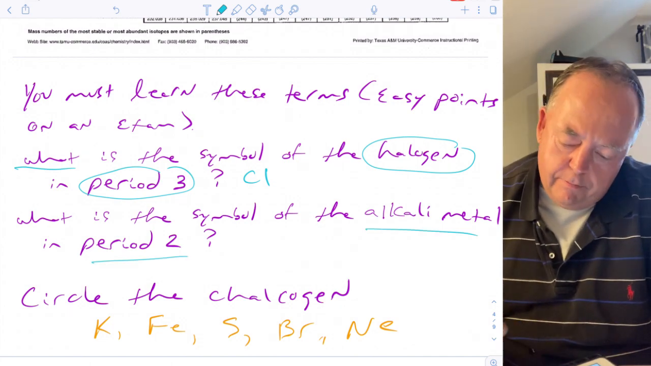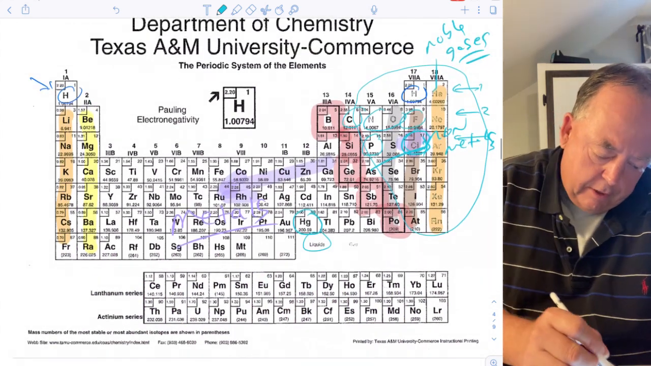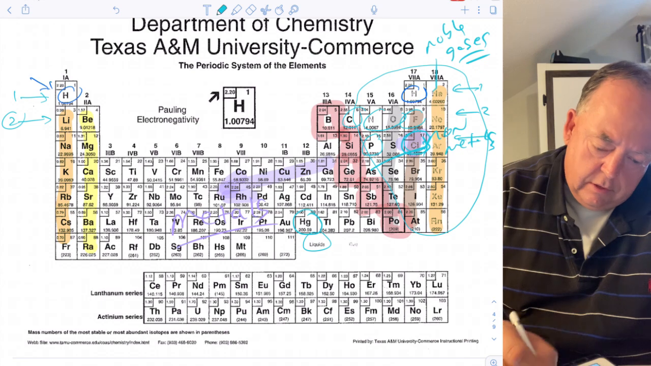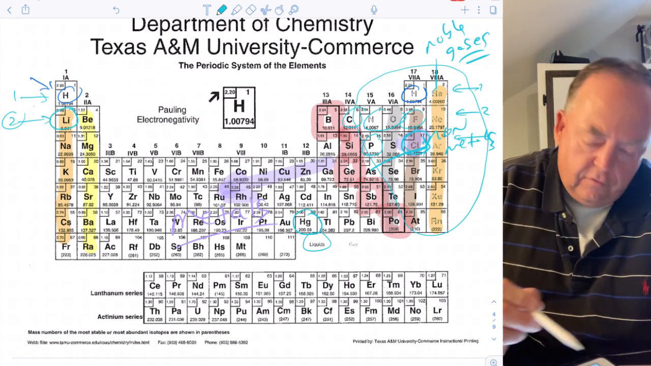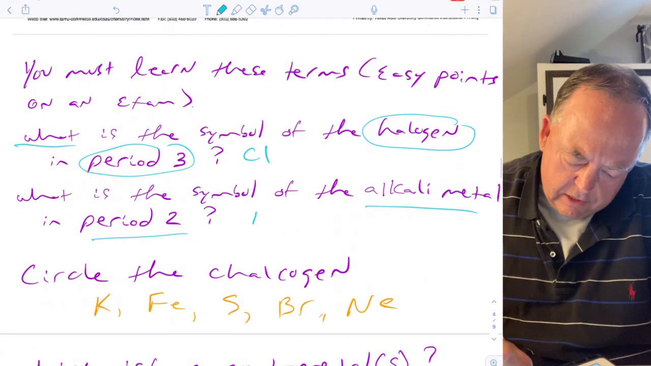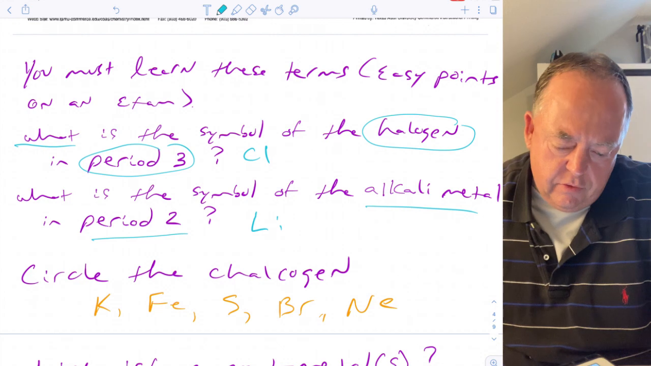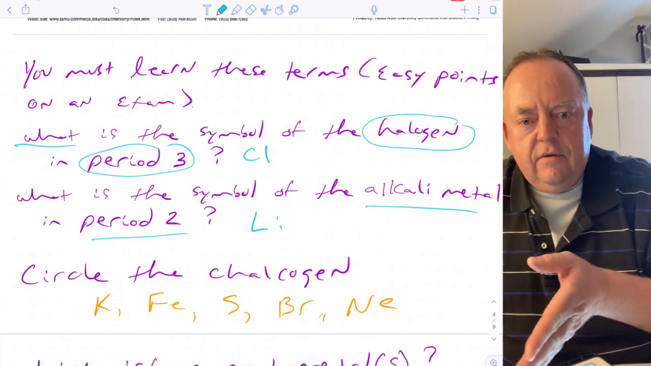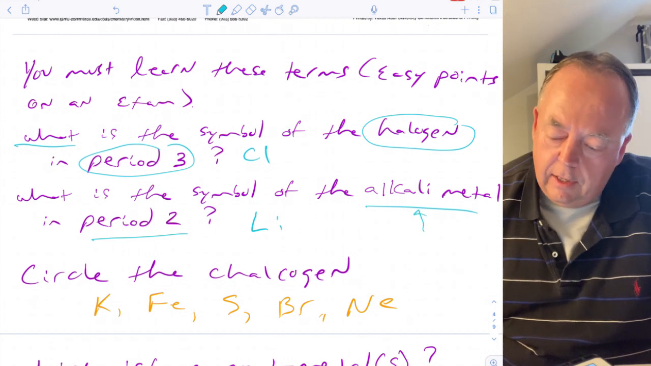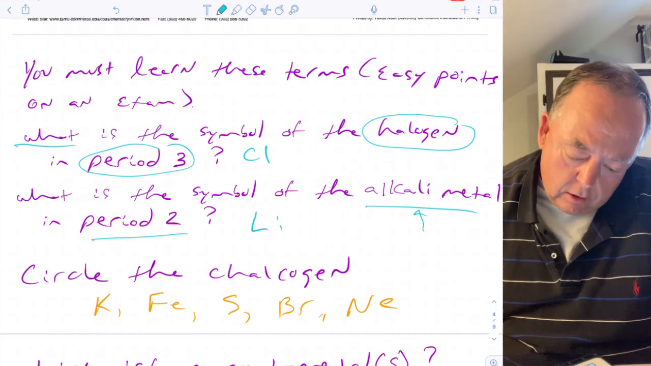The alkali metal in period 2. Well, so this is period 1, this is period 2, and if you know that the alkali metals are this first group, then that would be lithium, Li. So I'm not going to expect you to know the names of all of the elements on a test. You would have a handout that lists all of the names of the different elements, but you do have to know these terms: what alkali metal means, what a period means, what a group means, halogen, and so on.